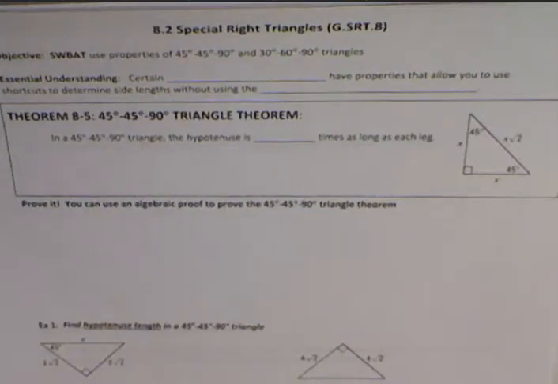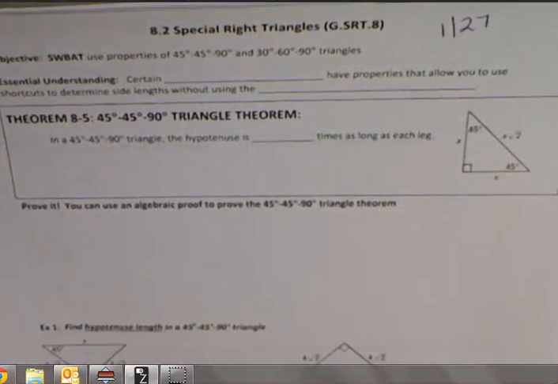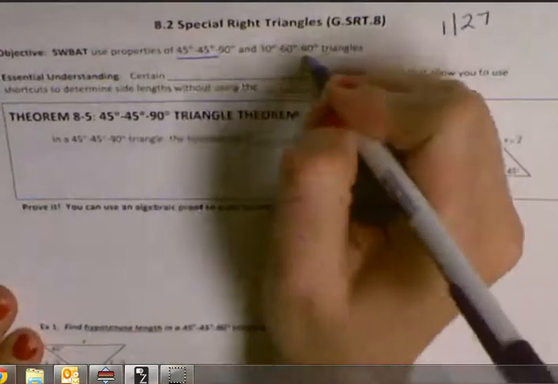Right, so hopefully the first time we did 8.1 went well, and we got this process down pat. So let's jump right into 8.2. It's 1/27, today's date. And we're going to look at special right triangles today. So we're going to be able to use properties of 45-45-90 triangles and 30-60-90 triangles.